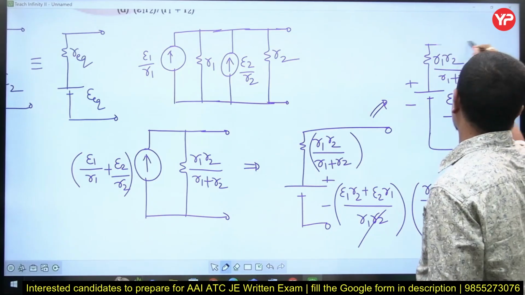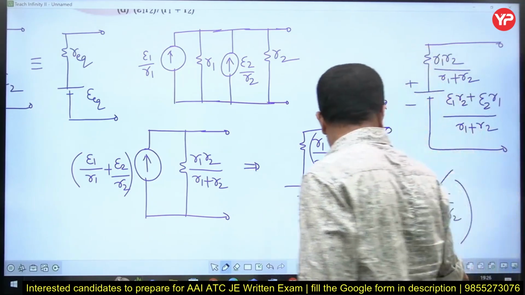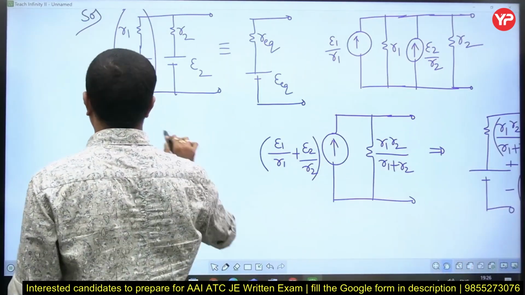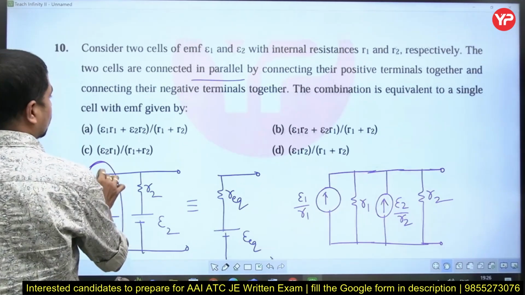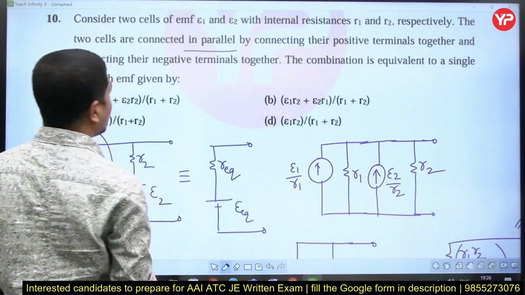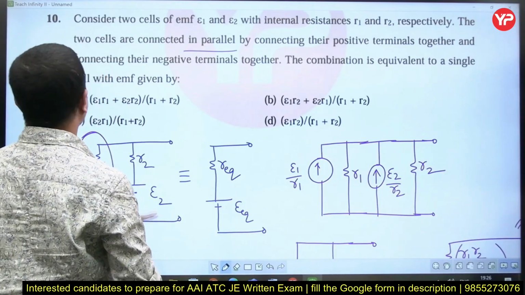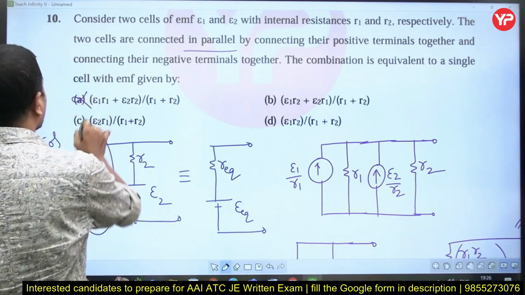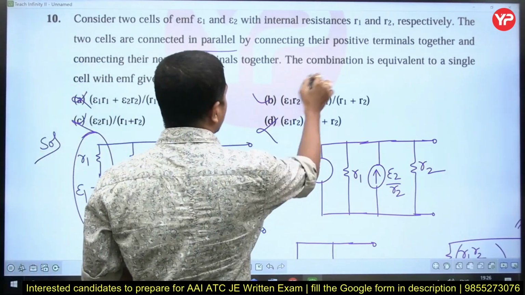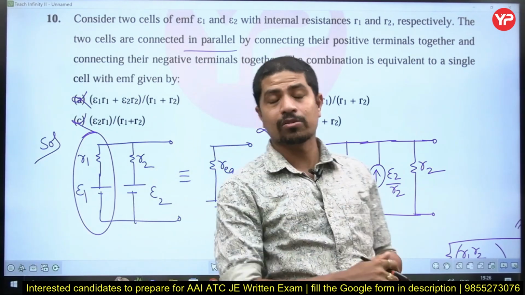You can check with the options. Check which option is suitable for the given question, please. Observe the options. 1 2 2 1. This is not correct. 1 1 only, this is not correct. Option B is perfectly suitable for the given question.